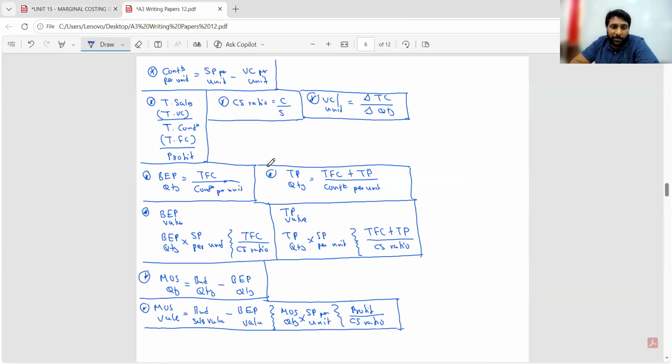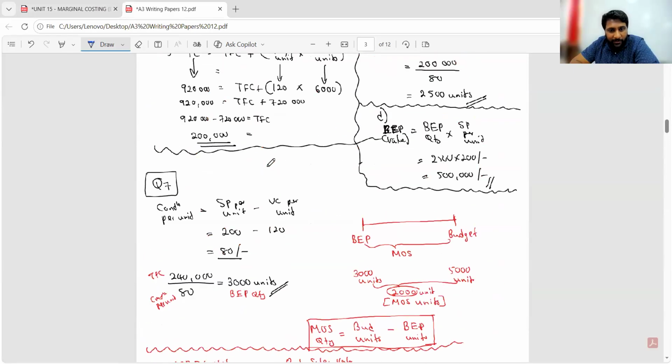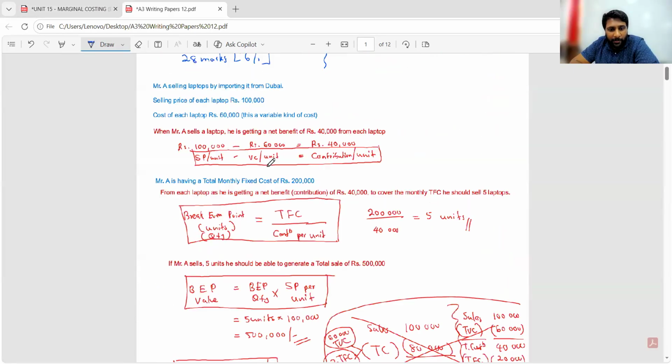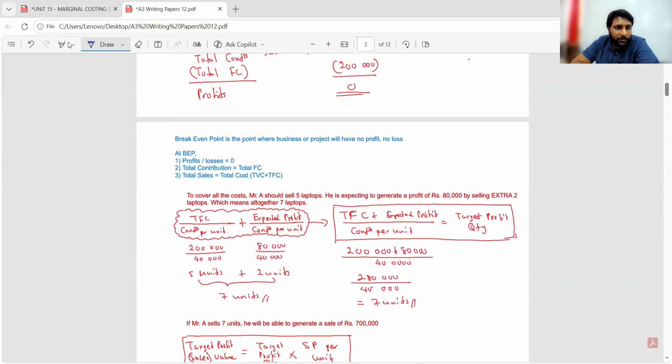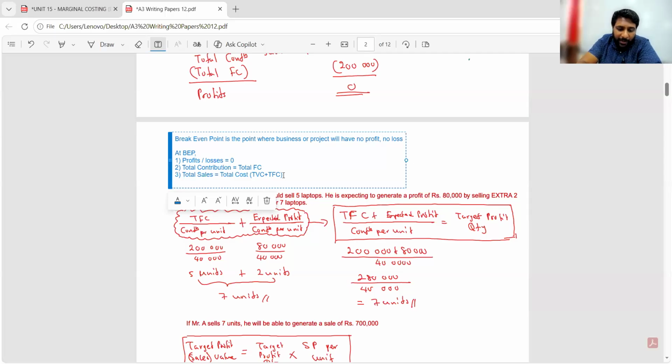Or I forgot this one too, write it down here. Write down this one also, people. Fourth one, write it down. At break even point, contribution per unit is equal to the, it's like this, no?